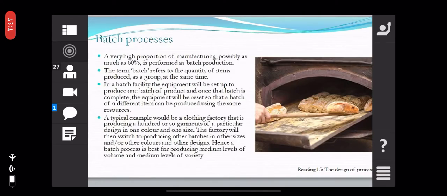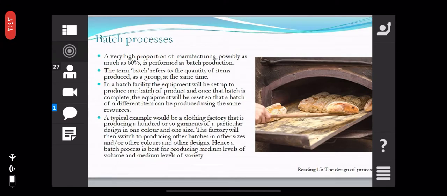The third type of process we call the batch process. Usually batch process deals with a high proportion of manufacturers. For example, the batch process, you find it in many kinds of factories. Why?